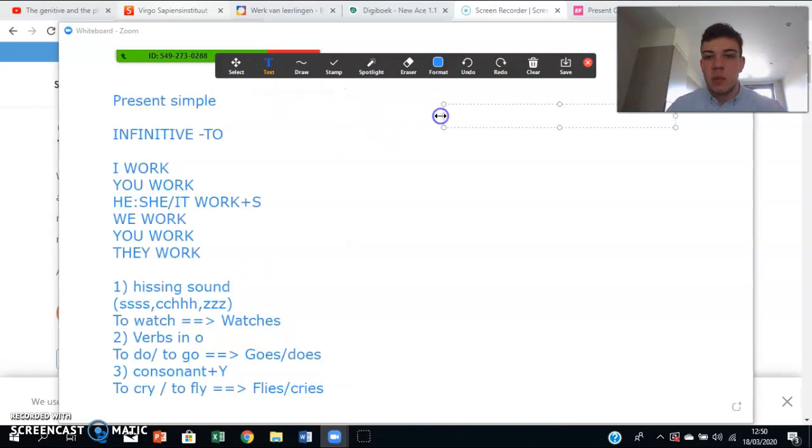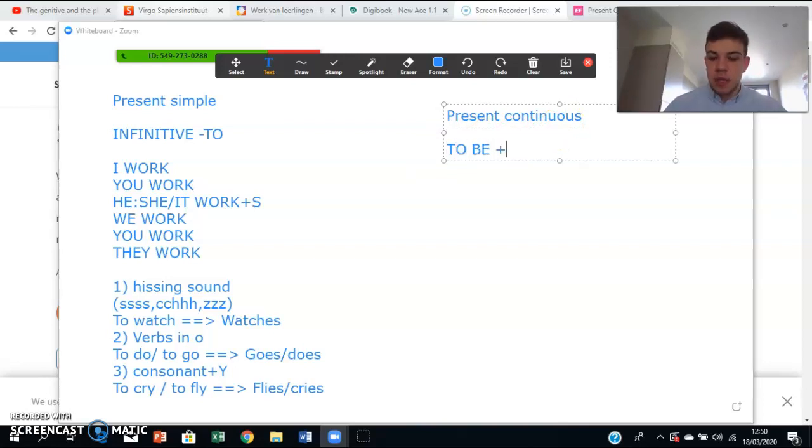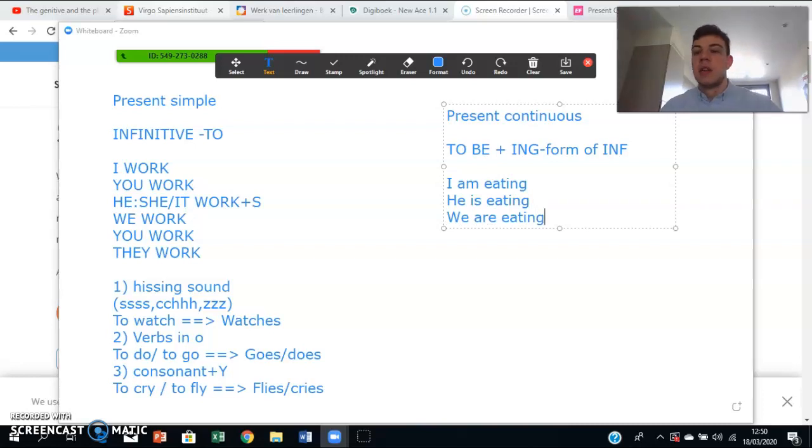Let's do the same thing for the present continuous. Present continuous is formed by using the verb to be, plus the ing form of the infinitive. Okay. For example, I am eating, he is eating, we are eating. Okay. This is the regular form.